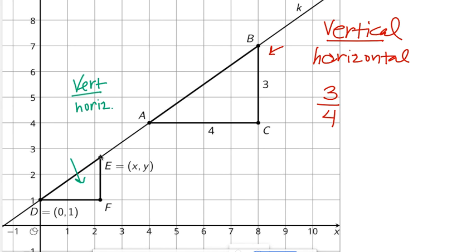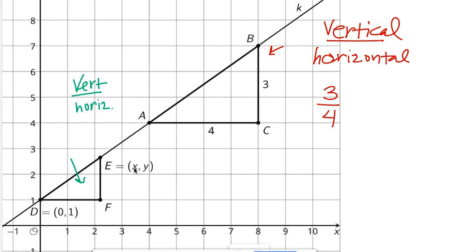Now, one thing to note is we do have a couple ordered pairs. I know that D is at (0, 1). And I know that E is at (x, y). So I know the ordered pairs. Now I've just got to find the distance of each of these sides.